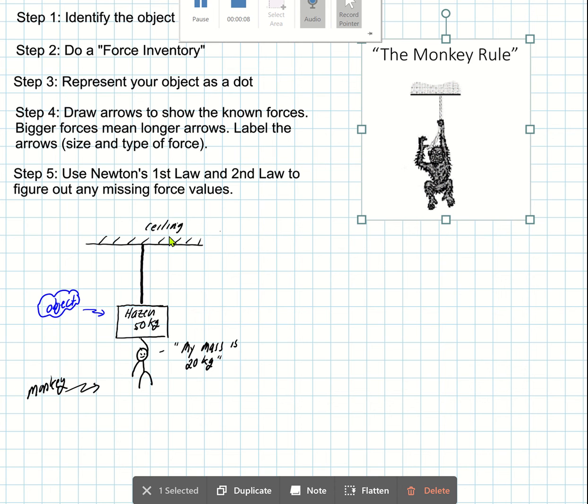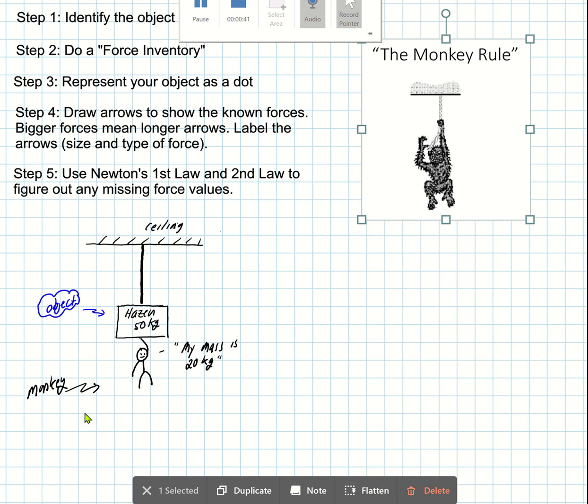I've got a ceiling. Attached to that ceiling is a rope. There's my favorite box in the whole world from Hazen High School, hanging from the rope. I see that the mass is 50 kilograms. And then, this is my attempt to draw a monkey. There's a monkey hanging from the box. That's weird. Now, the monkey is a lot more interesting than the box, but the monkey is not the object. So the object is this box.